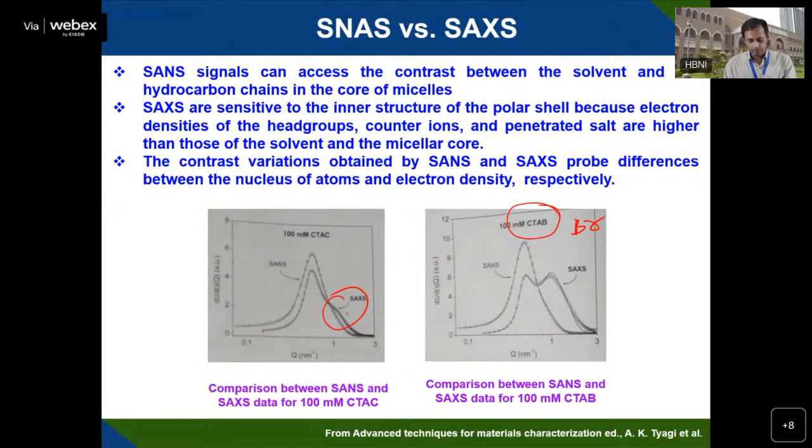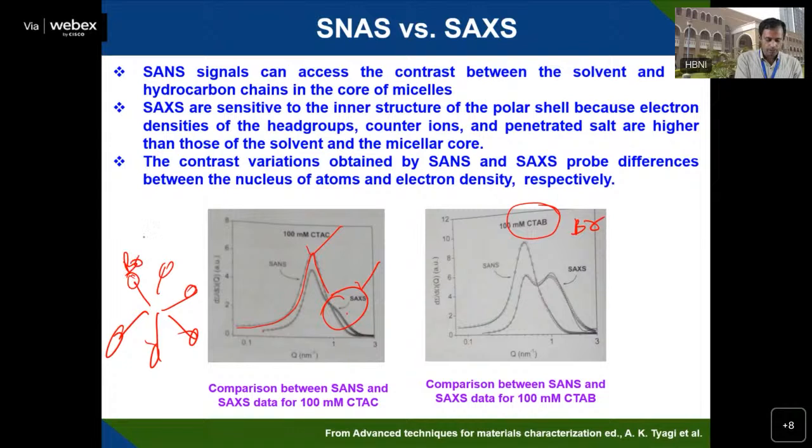That is because in neutron scattering it mainly depends on scattering length density. So you are mainly seeing the information of the core, the hydrocarbon chain information, but the shell information you are not getting in the case of SANS. But with X-rays, you are getting both the core as well as the head group. If a micelle is formed, you have a head group of chloride or bromide here.